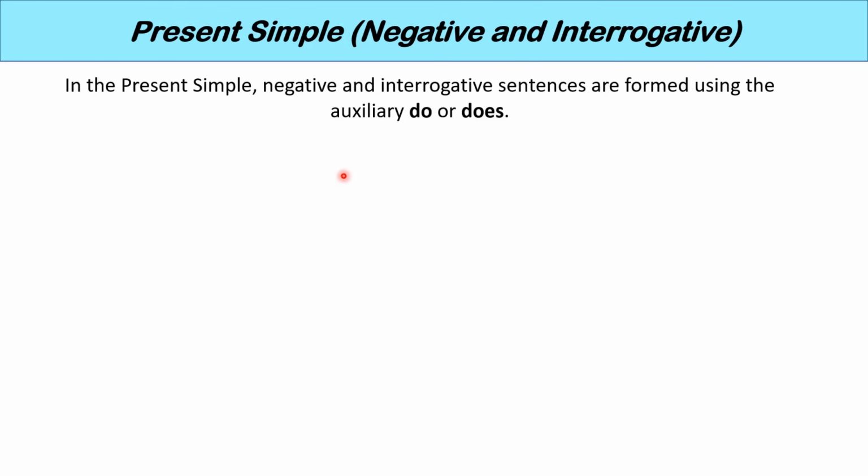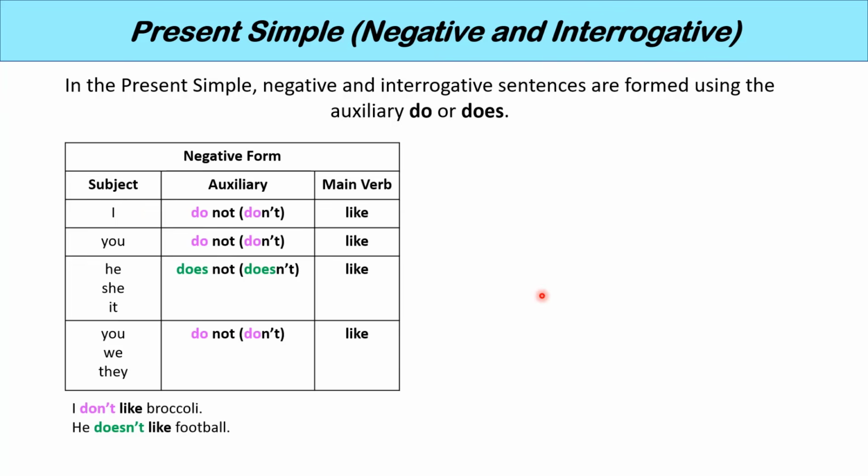In the present simple, negative and interrogative sentences are formed using the auxiliary do or does. Let's look at the negative form. The positive form would be I like. The negative form is I do not like or I don't like. You don't like. He, she, or it does not like or doesn't like. And you, we, they do not like or don't like.